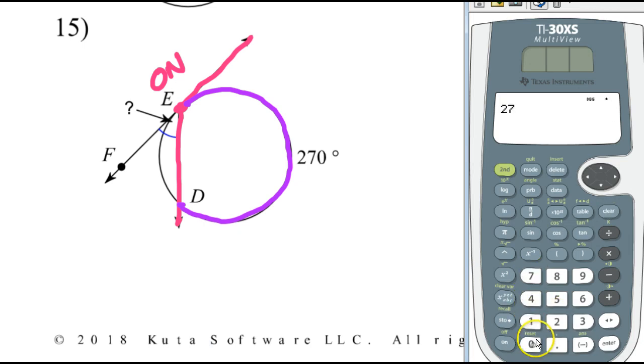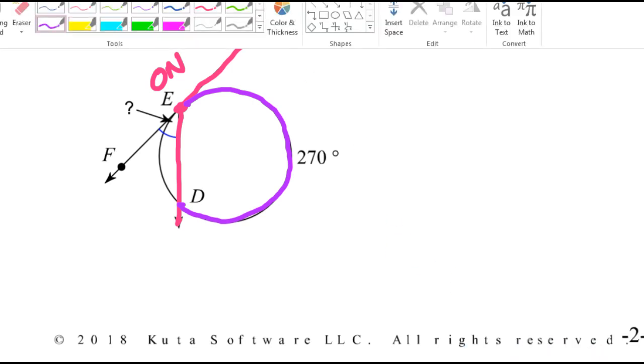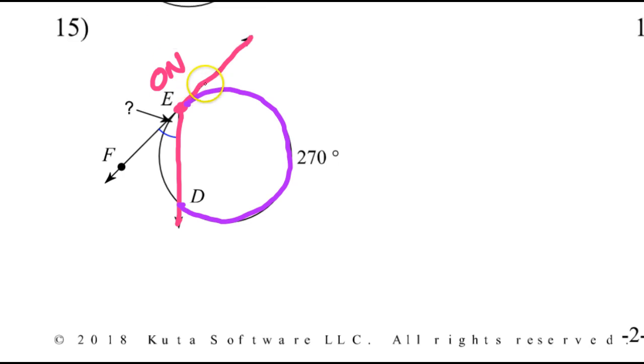All right, just in case you don't believe me. Okay, so that means that this angle right here is 135. All right, half of that arc.